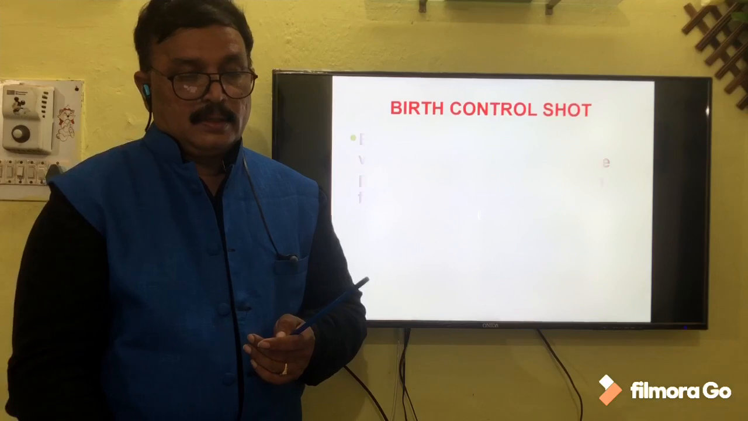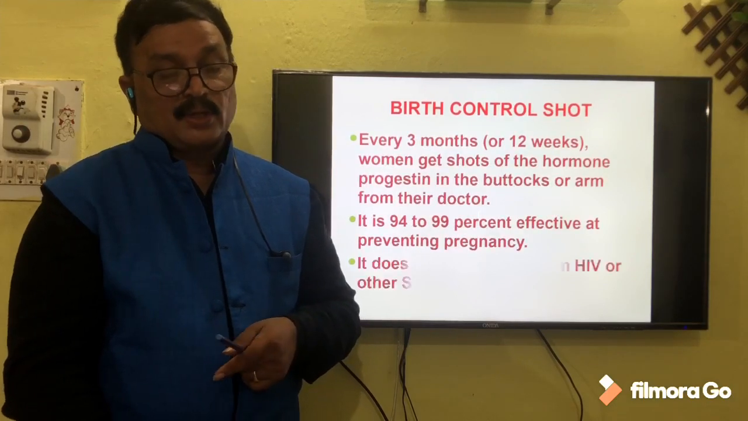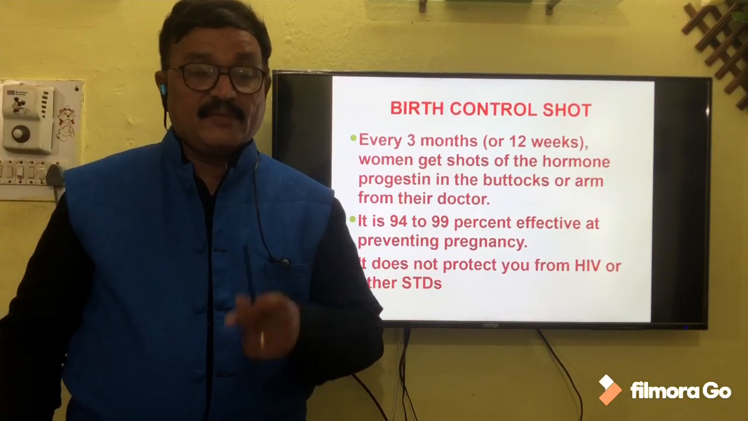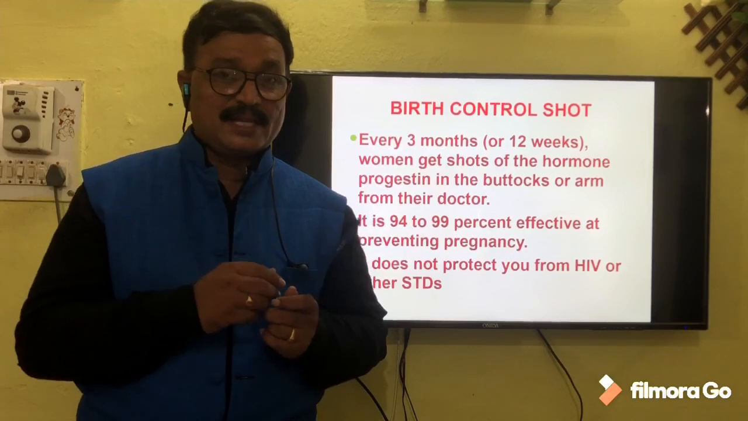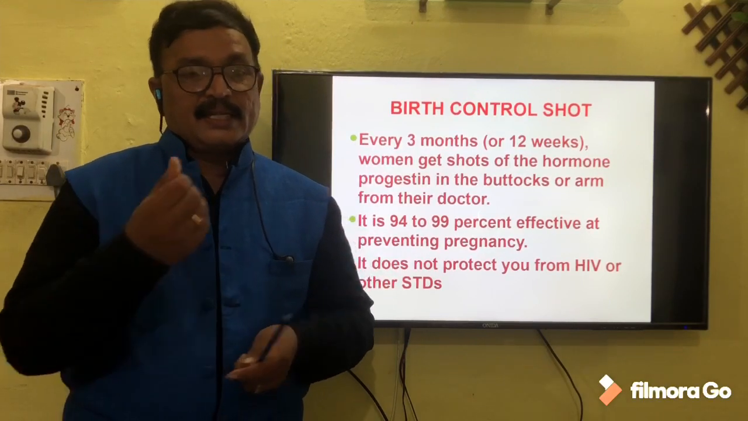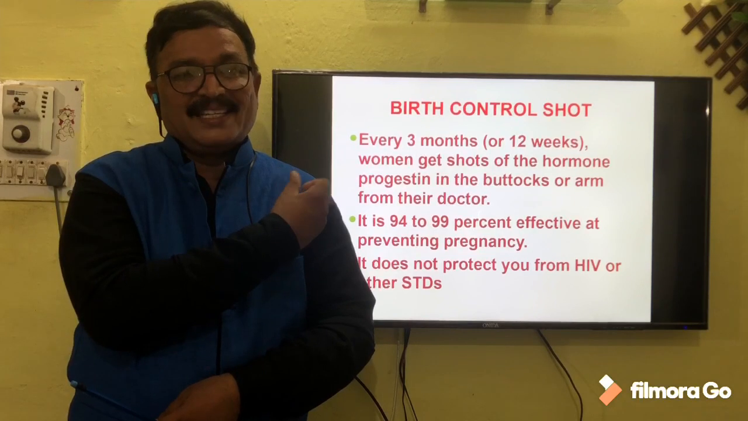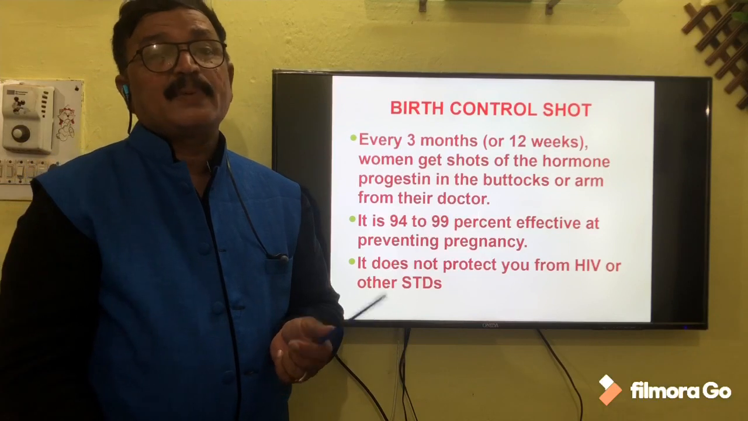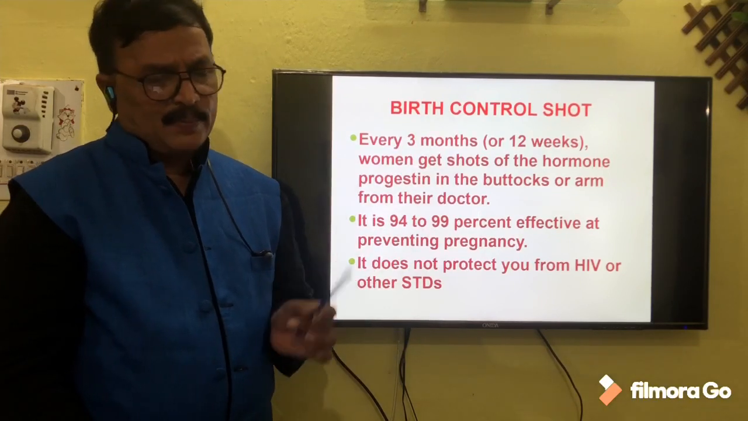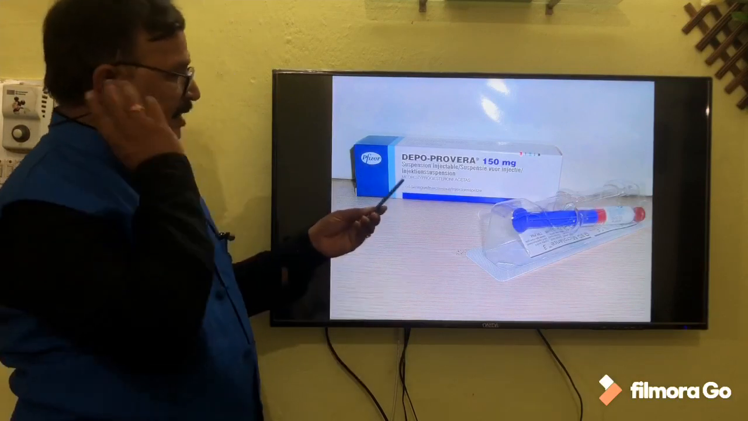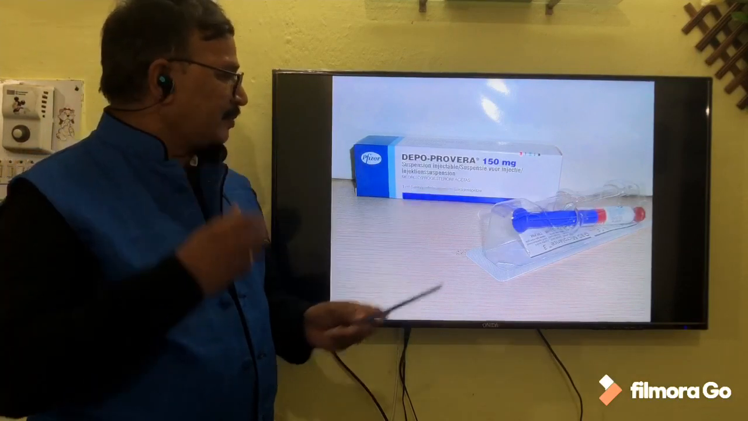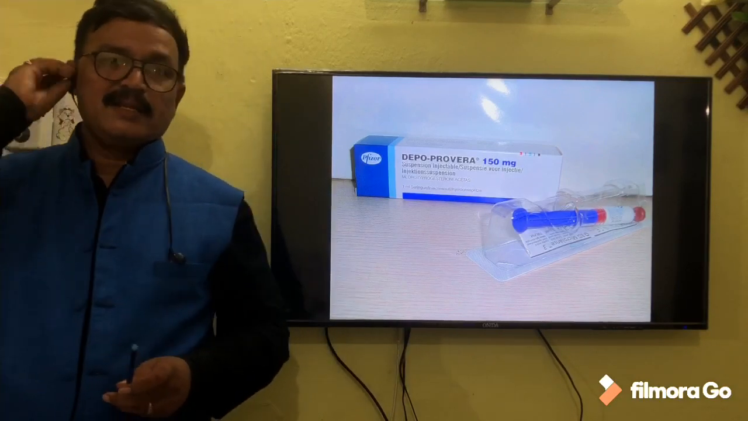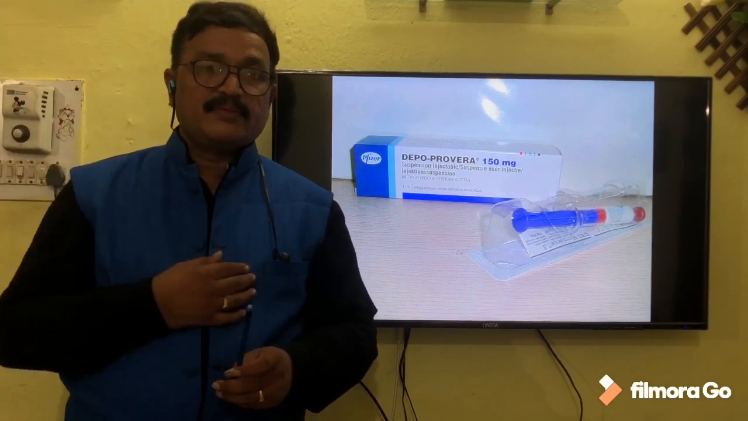Okay. Now, see, this is a birth control shot. Okay. This is for every 3 months, not 3 weeks. Every 3 months, the doctor will administer a small injection. Okay. It is 94 to 99% effective, and it doesn't offer any protection against STDs. One example is Depo-Provera 150 mg. So it's a hormonal preparation which is injected into the female.